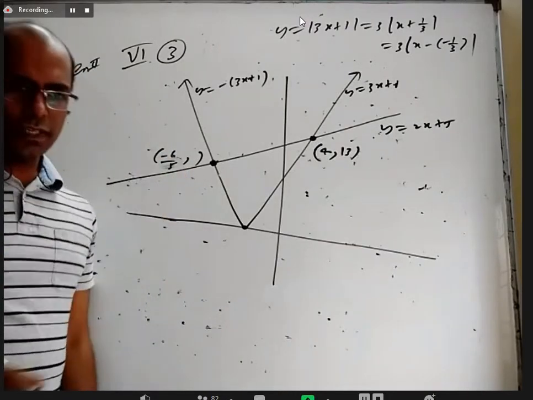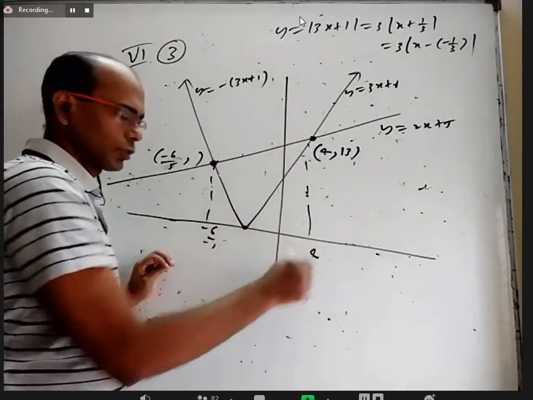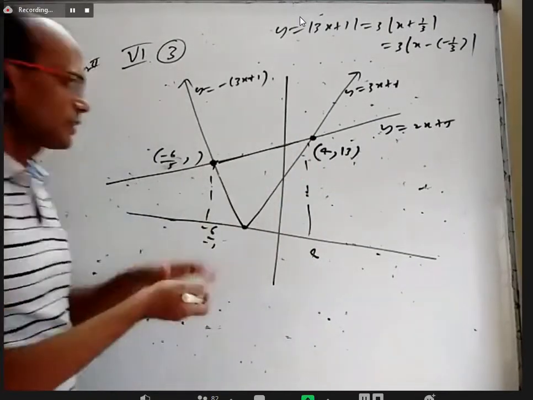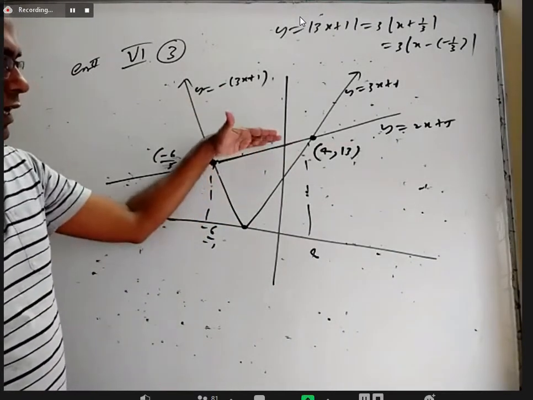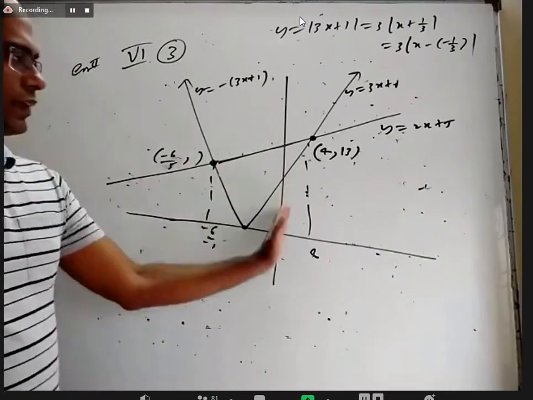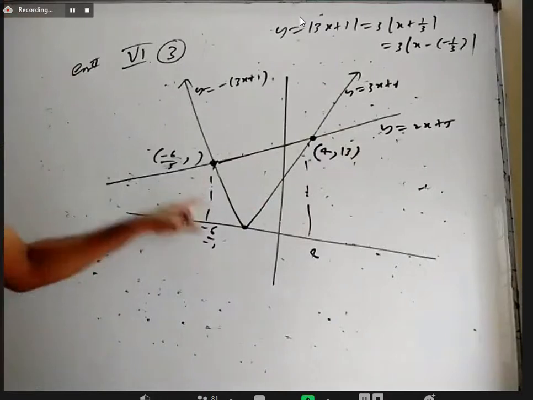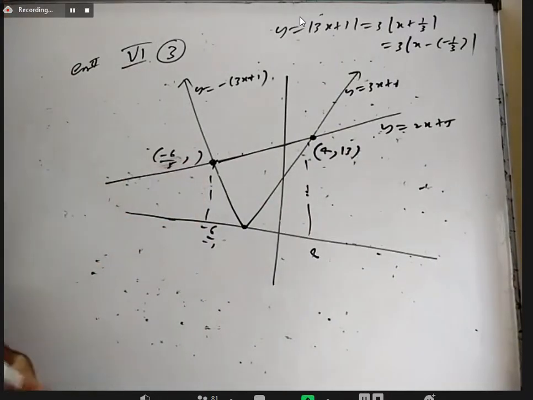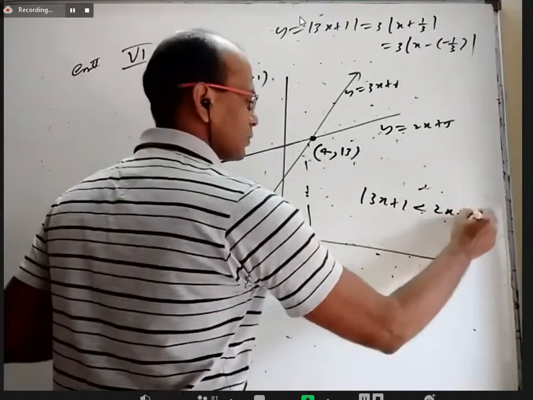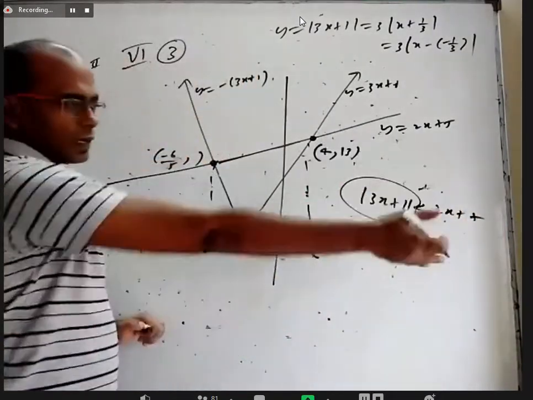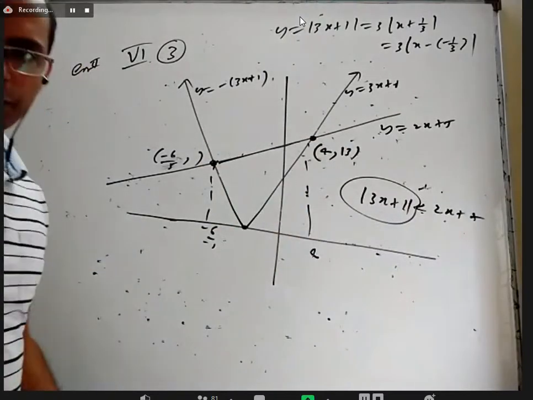You can very easily see between minus 6 by 5 to 4, 2x plus 5 is above this curve. RHS is higher and LHS is lower. If you take after 4, mod 3x plus 1 is higher than 2x plus 5. If you take before minus 6 by 5 also, this line is higher than this. So when we want mod 3x plus 1 to be less than 2x plus 5, this graph should be under that graph. That is, this region is less than this, which is minus 6 by 5 to 4.